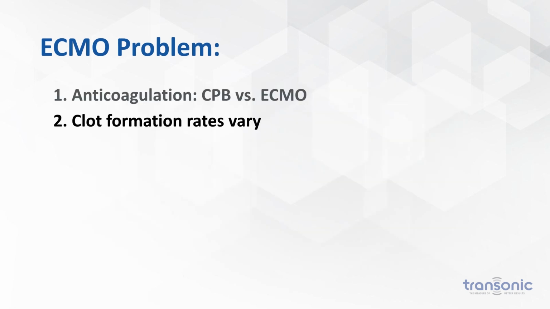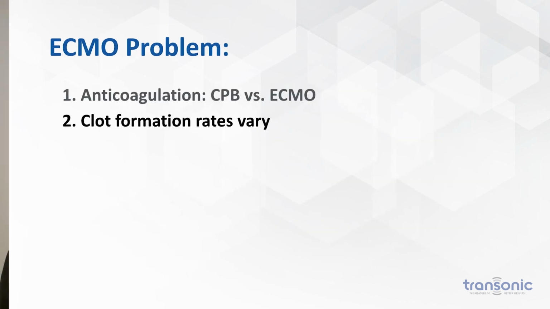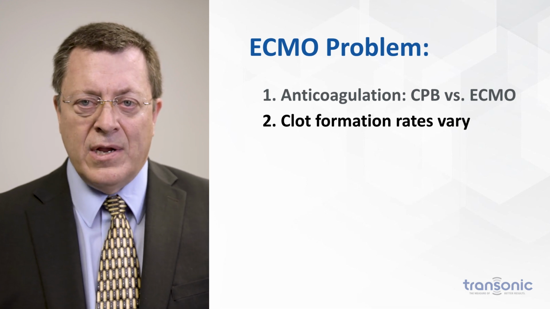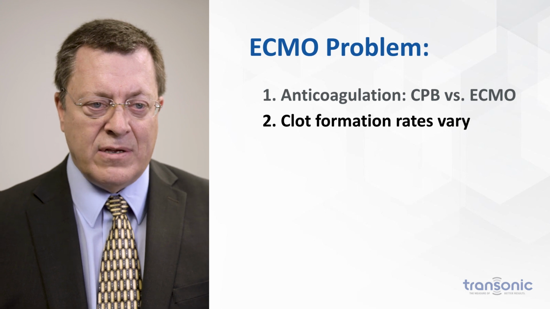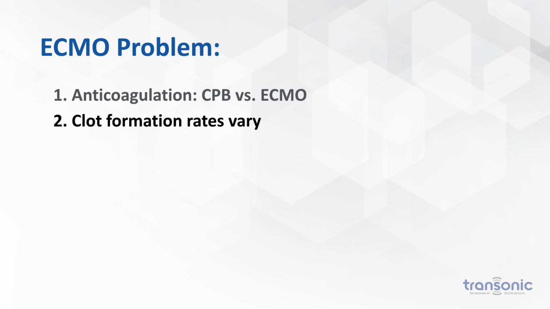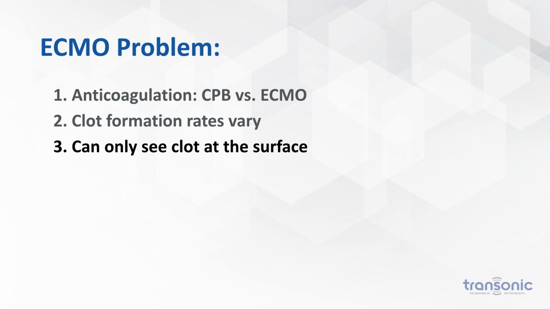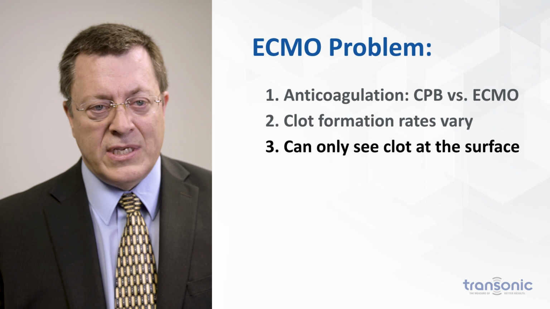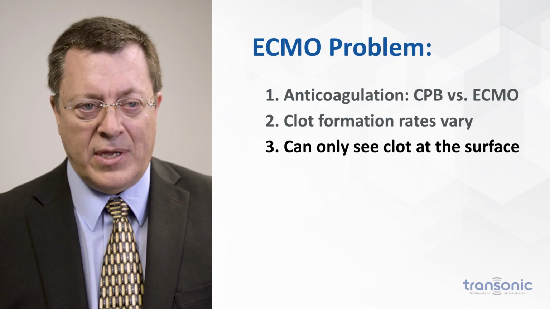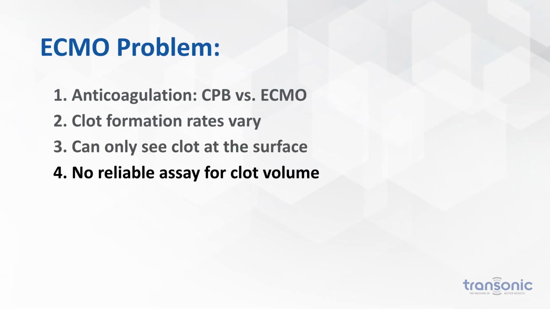The second problem we have is the clot formation rates vary. Some of these clots will grow instantly and rapidly. Some will take a longer amount of time. There is some commonality in that as the clot gets thicker and heavier, it'll accelerate. But beyond that, the rate is completely individualized. The clot can also only be seen very near the surface of the oxygenator. There's a clear plate in the front and back, upstream and downstream. And you can see some clot, if there's a different color on one side or the other, maybe, but not always. And as we said before, there's no reliable assay for clot volume.